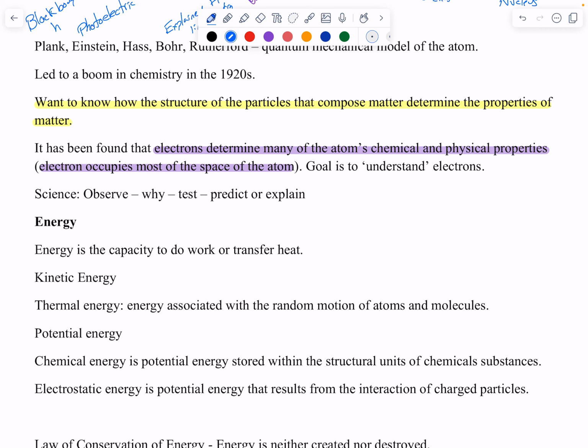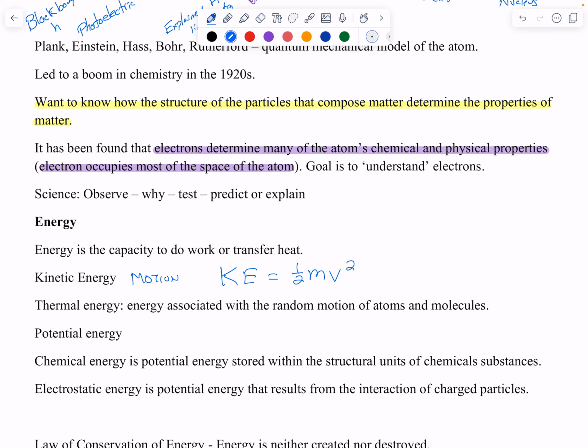A lot of times books at the 100 level describe energy as the capacity to do work or transfer heat. So there's two types that we've talked about. Kinetic energy. Think motion. And kinetic energy is equal to 1/2 the mass times the velocity squared. So that's kinetic energy. And there are different types, but that's the main kinetic energy.